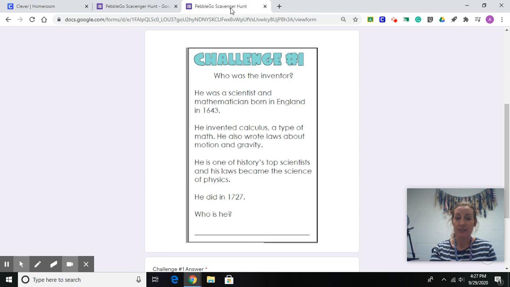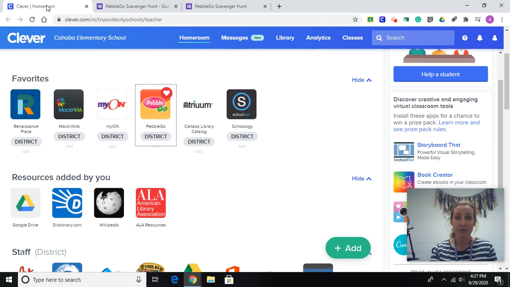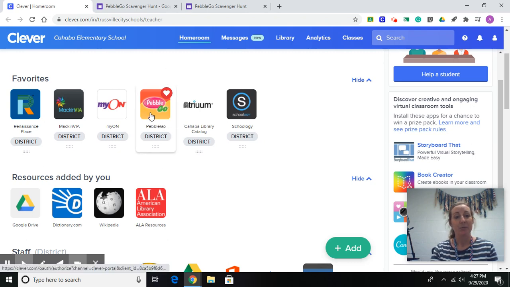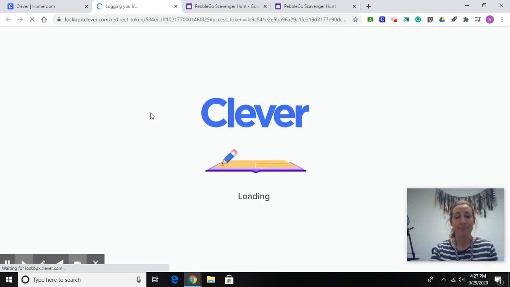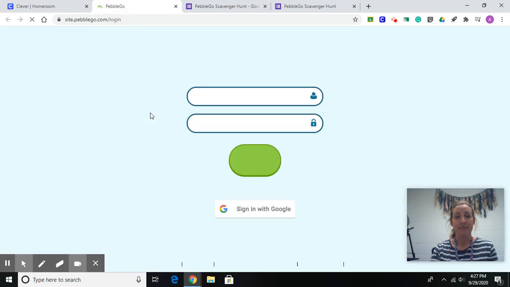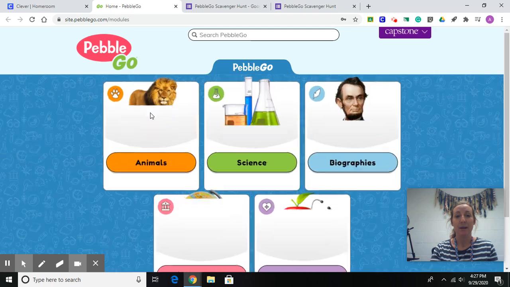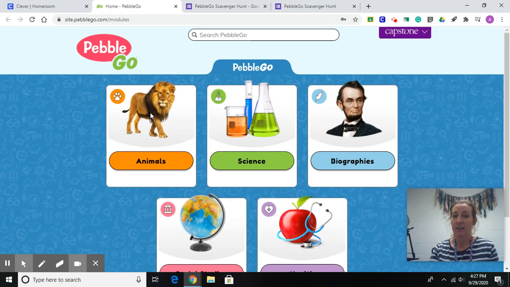So now I'm going to go to PebbleGo. So I'm going to toggle between my scavenger hunt and PebbleGo. So I'm going to go to Clever. And if you opened up Schoology from Clever, your Clever tab should still be open. If not, you can get to Clever through your shortcut that you guys created. All right, so I'm going to find PebbleGo, and I'm going to click on it. And it's going to ask me my password.